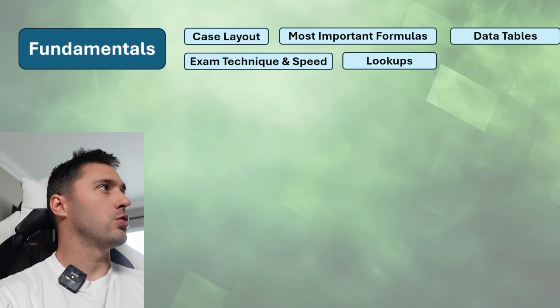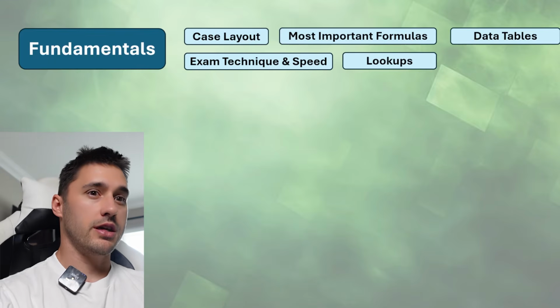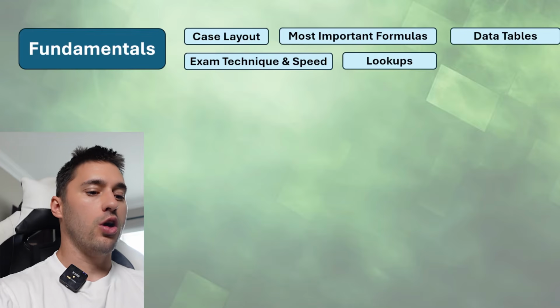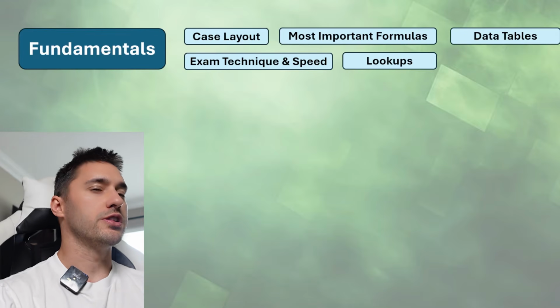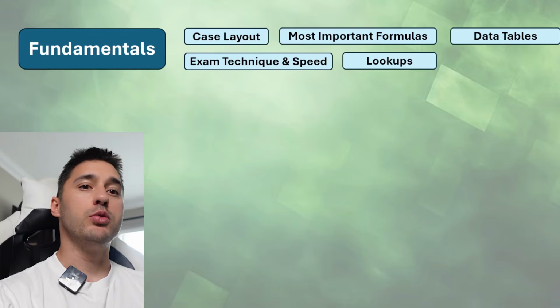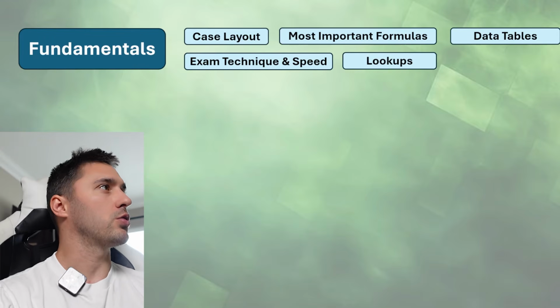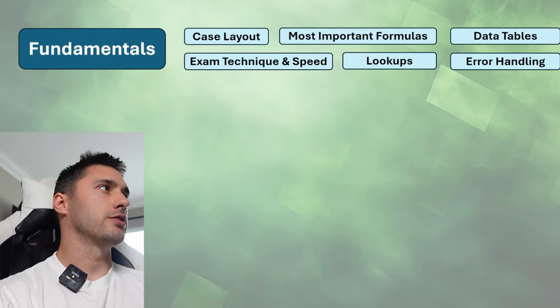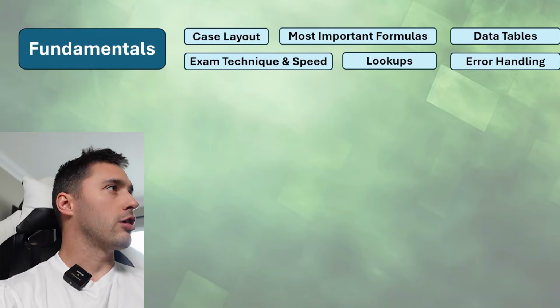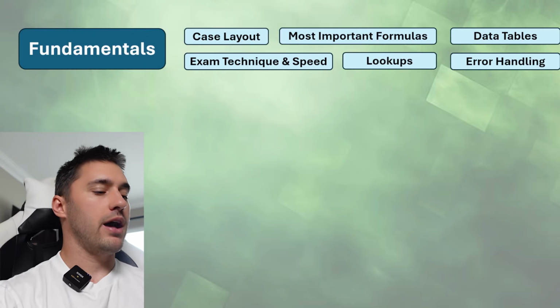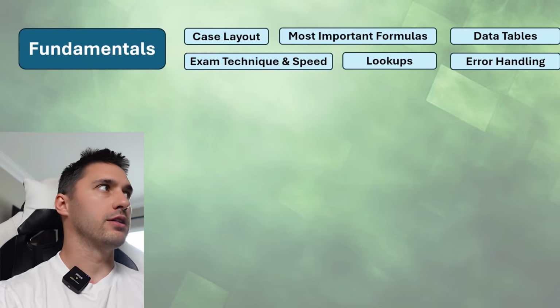Then we have a full video on data tables, so how to use data tables. This is essentially building a whole model, and then in a few clicks you can see what the output of that model would say if you were to change some of the input variables. So this saves you a lot of time if you have a complicated question. Then the last video in this chapter is going to be about error handling. So we've all run into those pesky errors. This is going to be how to identify where they are and correct them.